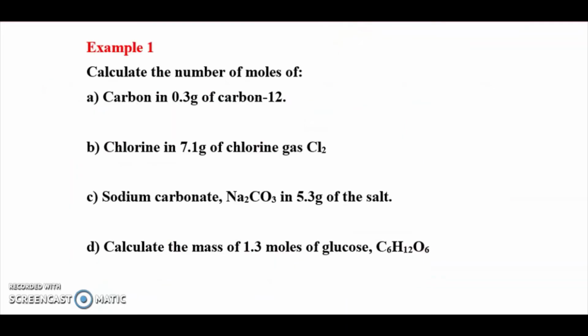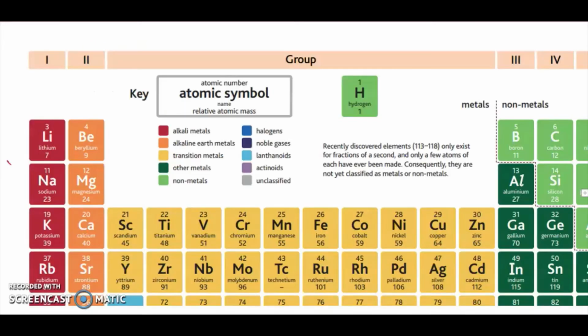So let's look at example 1. Calculate the number of moles of carbon in 0.3 grams of carbon-12. So that's it. Remember here we've been given the mass. That's the mass, 0.3 grams. And the element here is carbon-12. If you look it up on the periodic table, let's get the mass of carbon. This is it. That's carbon. So we can see carbon has a mass of 12 grams. So the molar mass of carbon is 12 grams per mole.